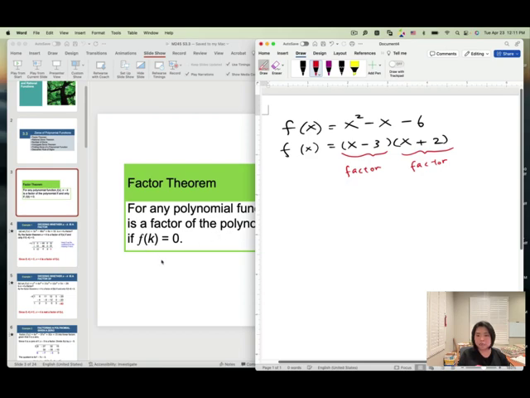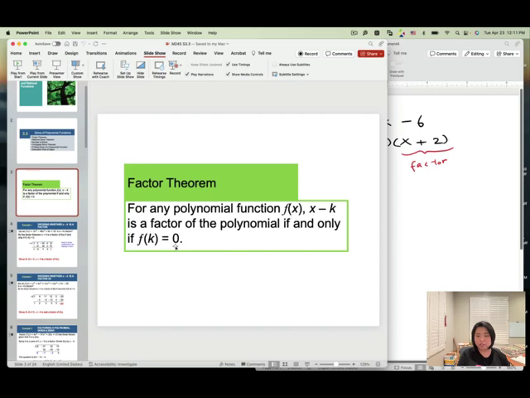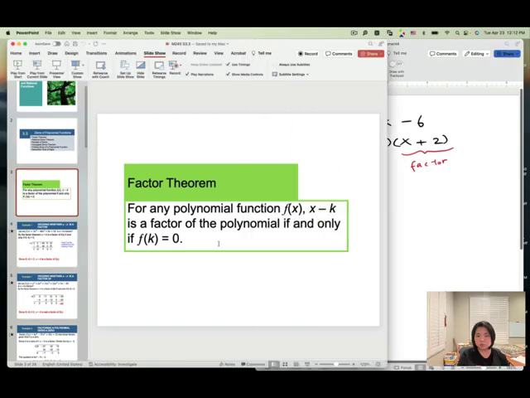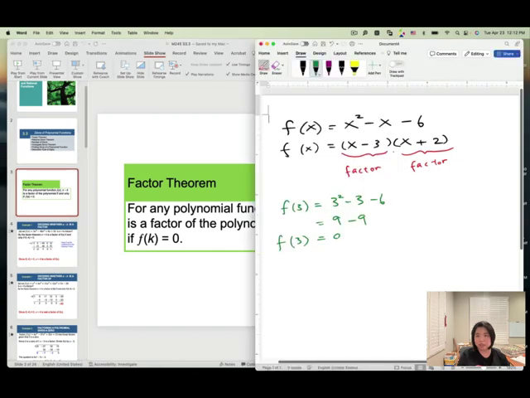x plus 2 is also a factor of the function. If we plug in f of k equal to 0, we could try it. Plug f of 3 into the original equation: 3 squared minus 3 minus 6, which is 9 minus 9, and that is equal to 0. So by the factor theorem, if f of 3 equals 0, then x minus 3 is a factor of f of x.